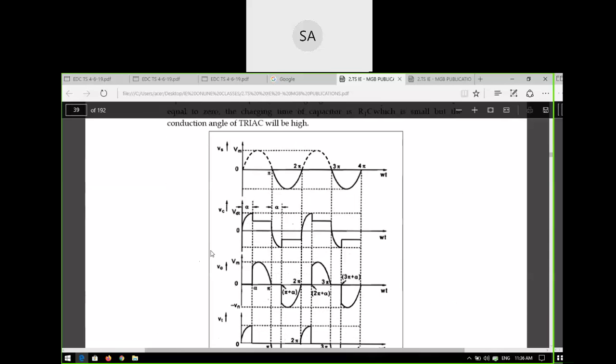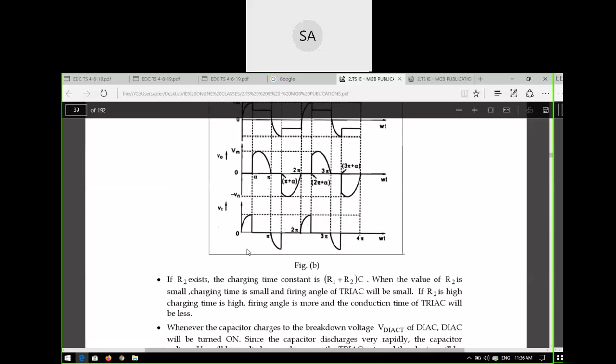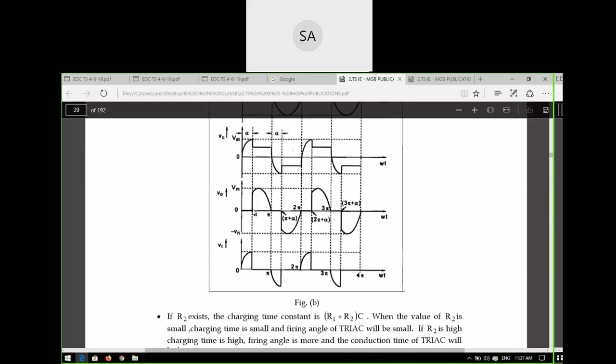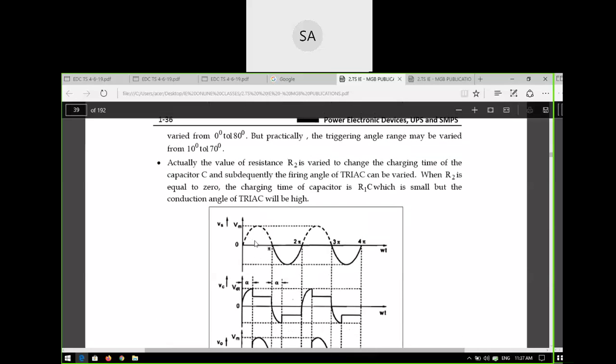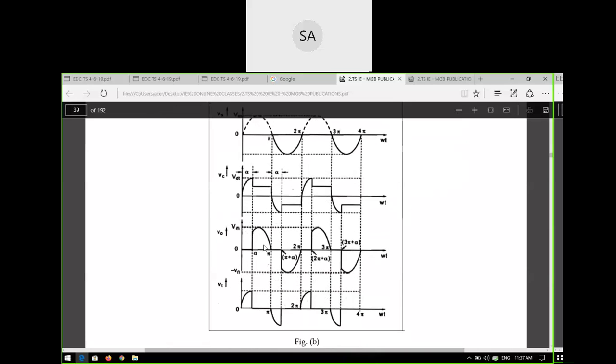If you see this waveform, you can easily observe. Between 0 to alpha, you have some triggering pulse, so there your TRIAC is on. After alpha the TRIAC is on, which means it will be zero voltage across it. So from alpha to pi the capacitor charges, the TRIAC is in the on state, and the output conducts. So output will be this much, output conducts. So this is the conduction angle.